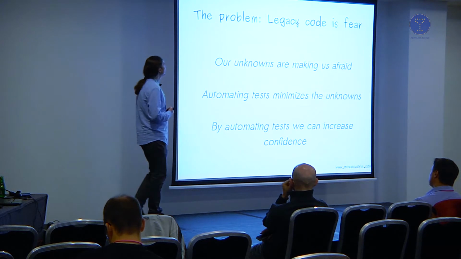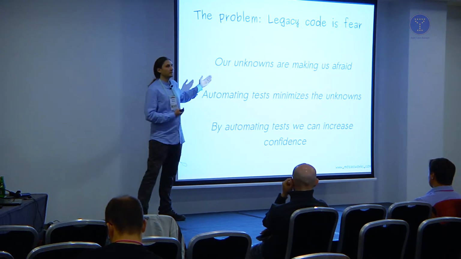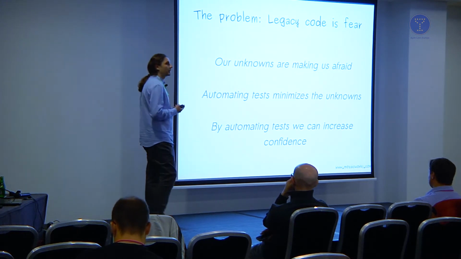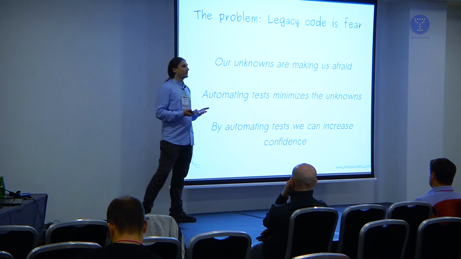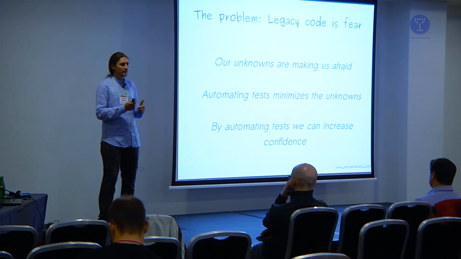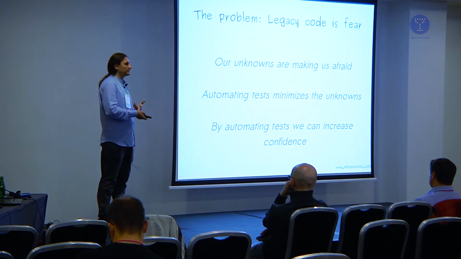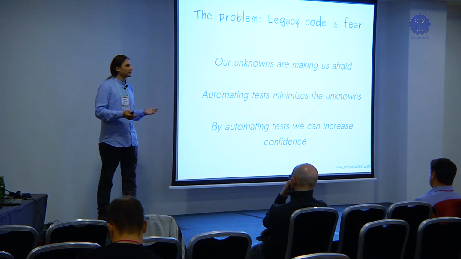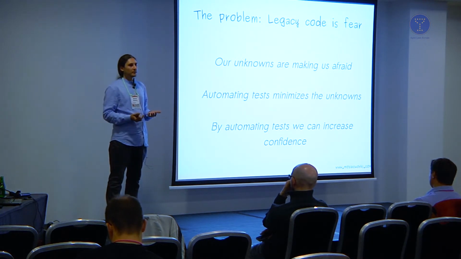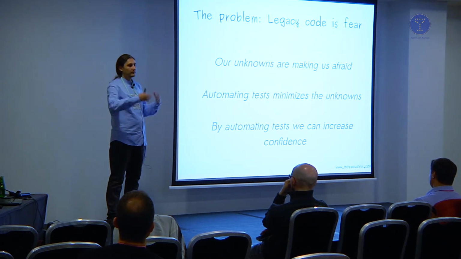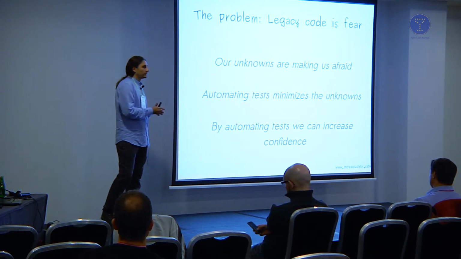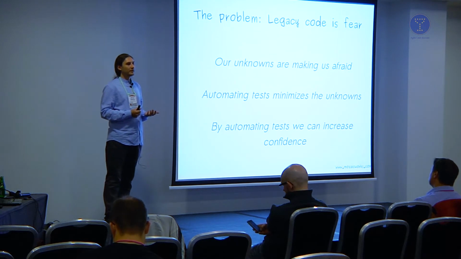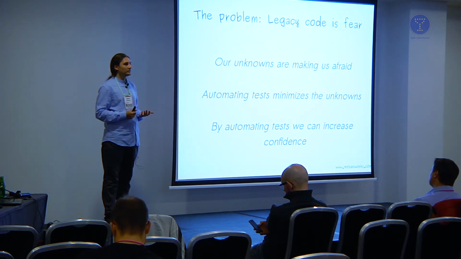So my problem is this, that legacy code is fear. And our unknowns are making us afraid. There are different types of unknowns. There are unknowns of the system, of the framework, unknowns of our tools. Maybe you don't know how to use the IDE, you don't know how the language works, you don't know how to write unit tests, you don't know how to integrate with some big systems. So usually, if the team is afraid to do something, they don't know something. But they don't want to say it like that, because we're programmers and we're proud.